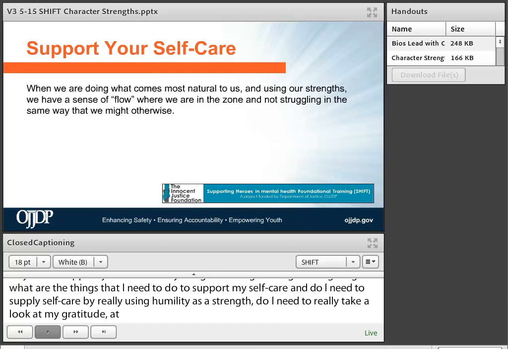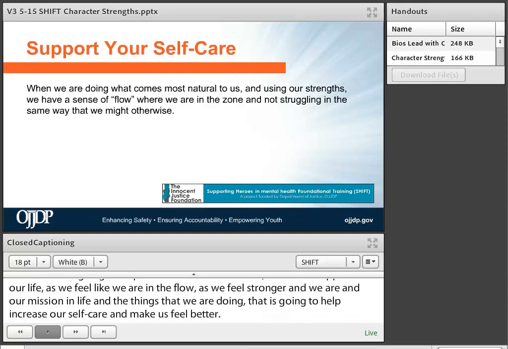All of these are going to help with our self-care, because as we feel happier in our life, as we feel like we're in the flow, as we feel stronger about who we are and our mission in life and the things that we're doing, that's going to help increase our self-care and make us feel better. And when we have the skills in place to see an obstacle and work our way through that, then that's going to help us just increase the quality of our life.